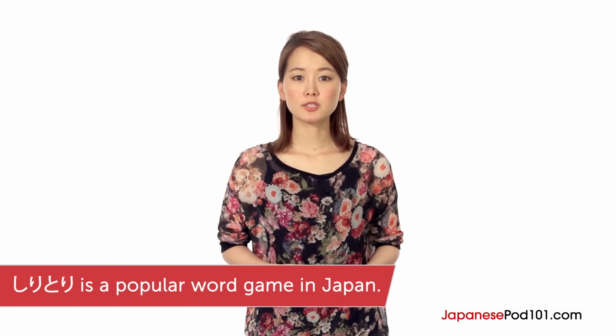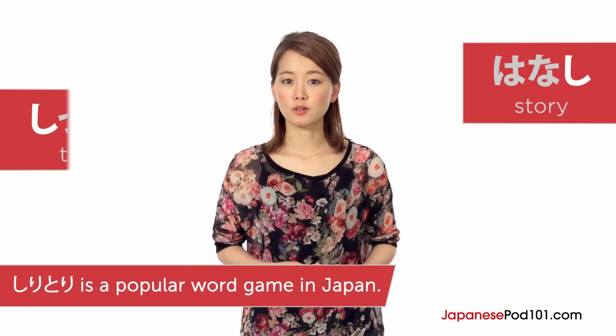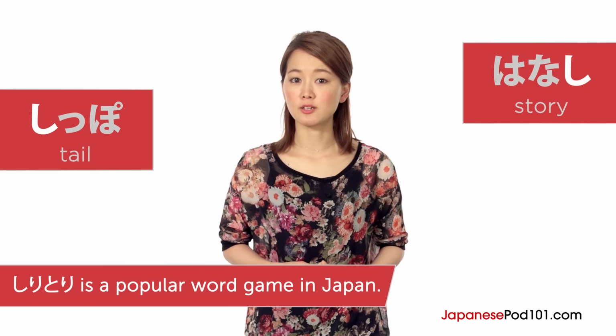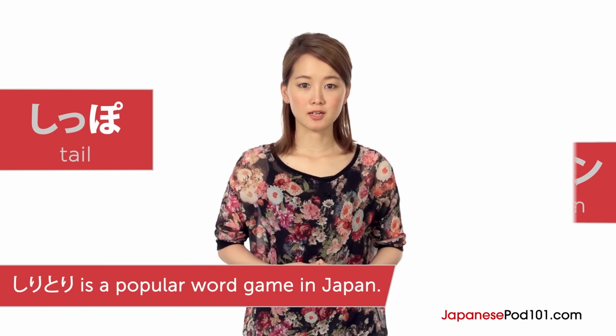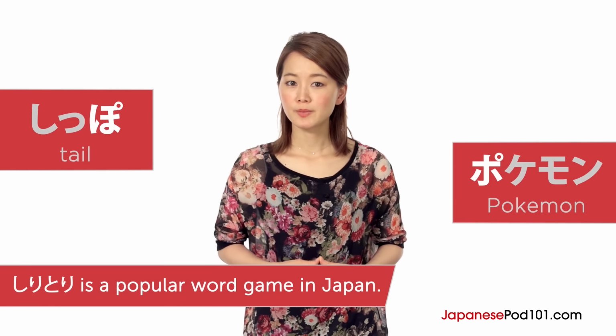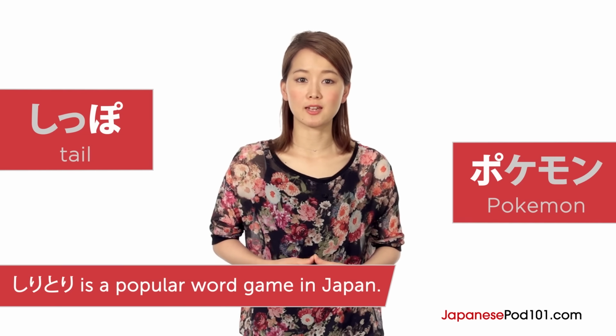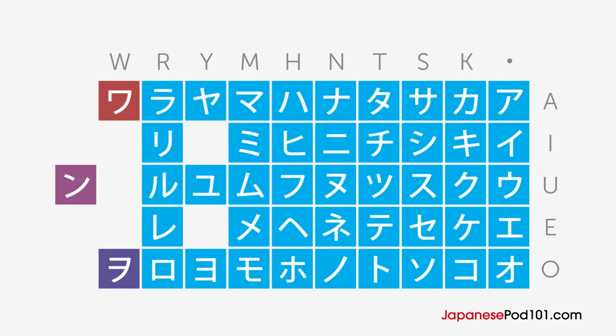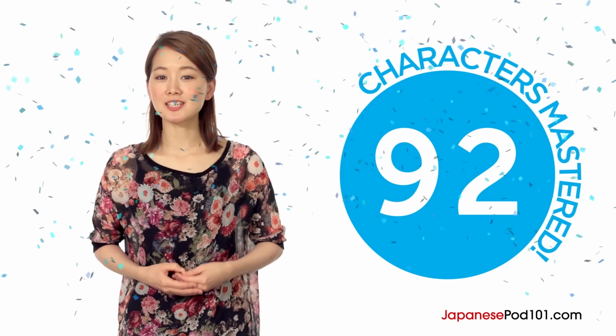Great job! There's actually a very fun word game in Japanese called shiritori. Basically, one person says a word and the next person says another word, which starts with the last syllable of the word said by the previous person. But remember, no Japanese word starts with n, so anyone who gives a word ending with it loses. Okay, let's wrap up this lesson by recapping what you've learned. In this lesson, you learned the katakana characters wa, wo, and n. よくできました。You've now mastered all 92 hiragana and katakana characters.